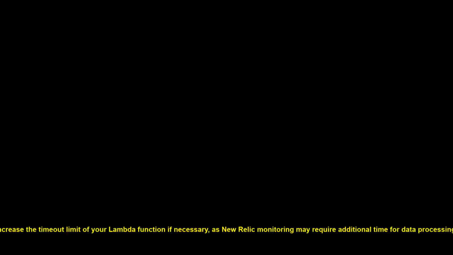Now, scroll to the basic settings section. Increase the timeout limit of your Lambda function if necessary, as New Relic monitoring may require additional time for data processing. Next, scroll down to the execution role section. Click on the role name to open IAM management for this role.